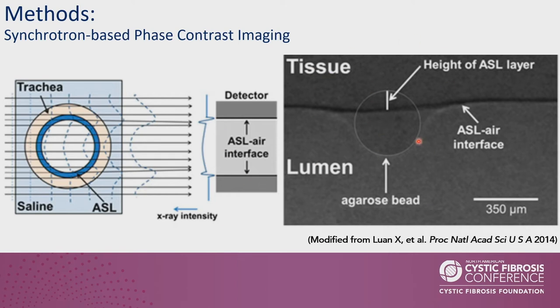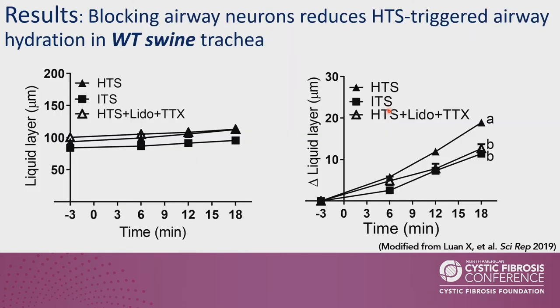This is an image we got from our experiments. The lighter part is the lumen of the airway, and the darker part is the tissue and the liquid layer. This dark line is the airway surface liquid-air interface. We use an agarose bead loaded with barium sulfate as a tool to measure the height of the liquid layer. So first, we wondered what happens if we block the airway neurons.